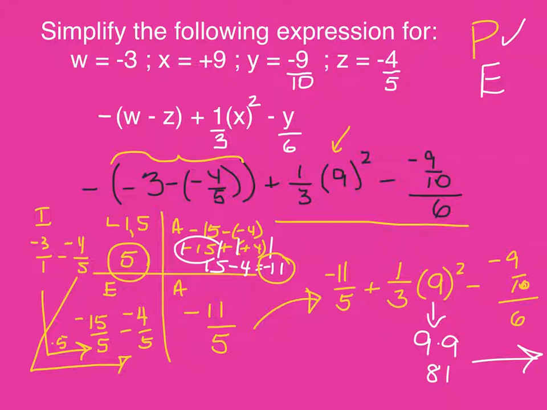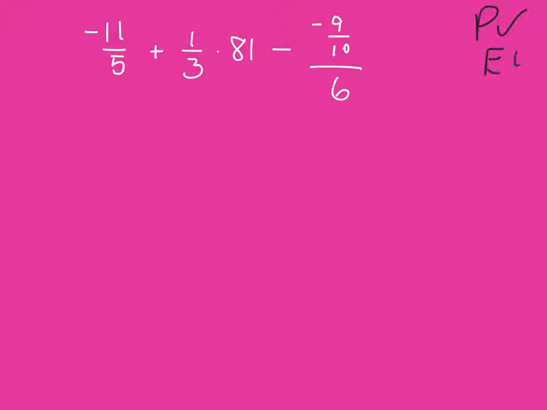I am going to move on to my next page so that I can actually see, or excuse me, have room. So I'm going to write my problem. Negative 11/5 plus 1/3 times 81 minus negative 9/10 divided by 6. So parentheses are done, exponents are done. I am now moving on to multiplication and division in order from left to right.